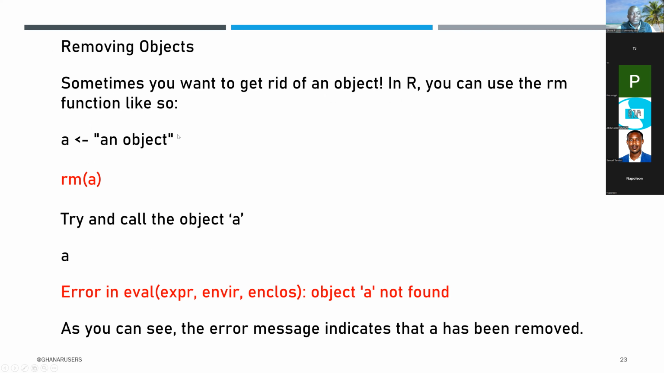Yes, you can also remove objects. An object I created, A is an object. I want to remove it. So RM A, and when you type A again, it tells you error: object A not found, which means that A has been removed. That's how you can remove objects from your console, especially if it is slowing down your work.